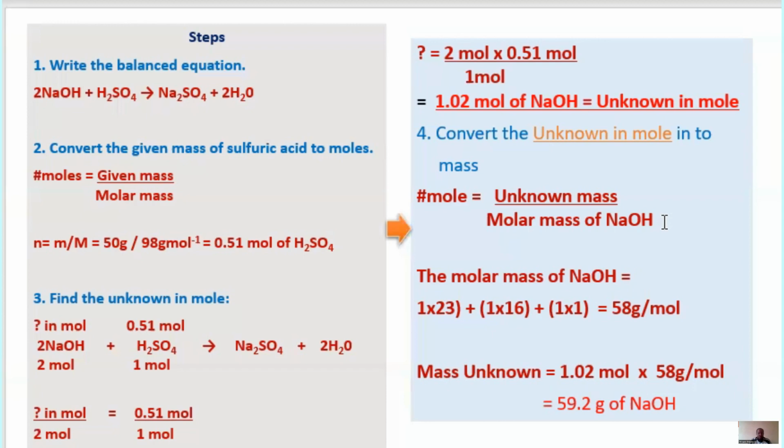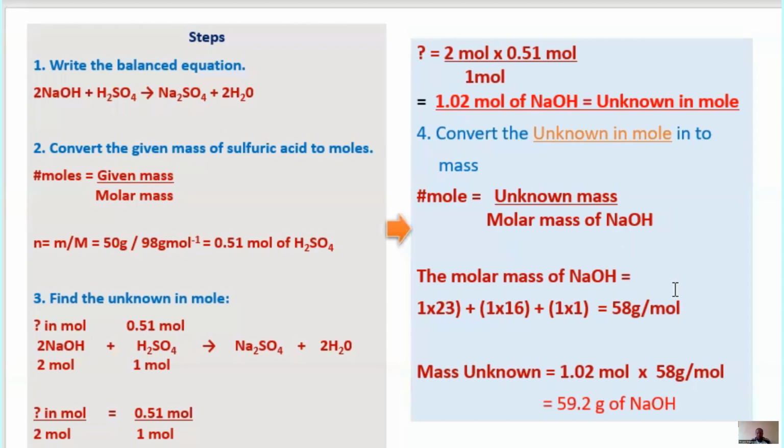Don't consider the coefficient 2 when you find the molar mass of sodium hydroxide, because the molar mass of 1 mole of NaOH is not 2 moles of NaOH. Molar mass means the mass of 1 mole of a substance.